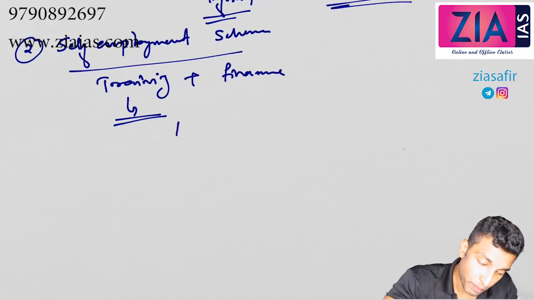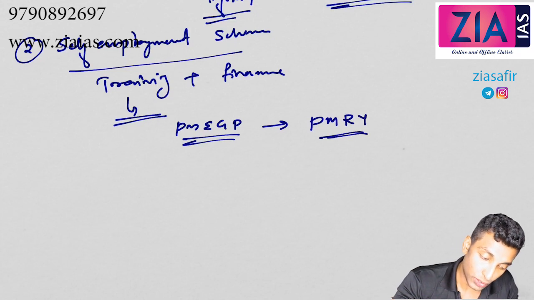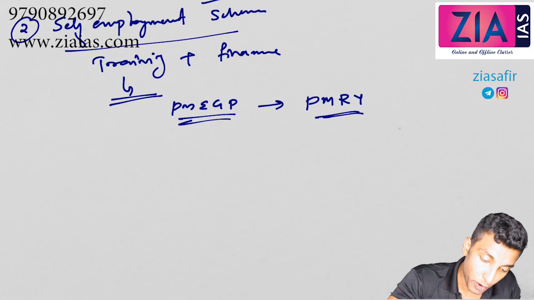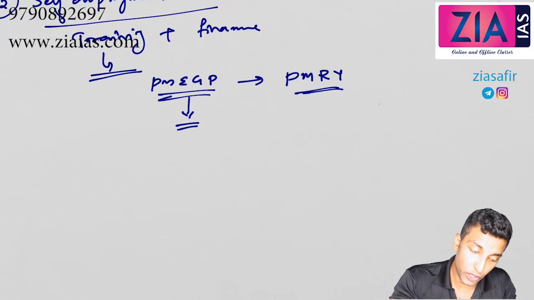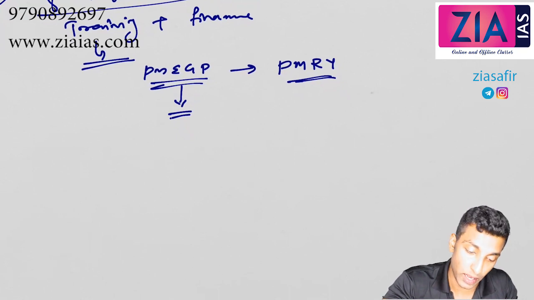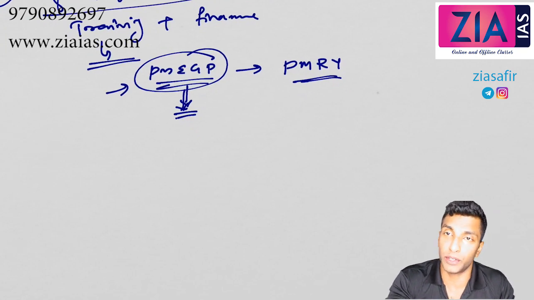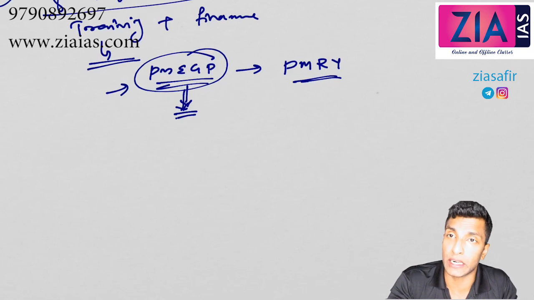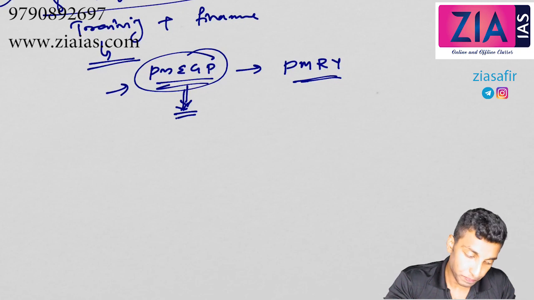For example, the Prime Minister's Employment Generation Programme, earlier called PM Rozgar Yojana. What is this programme? After the training is provided, you can start your own business, and the finance will be provided. We will revisit this in detail. We will discuss PMEGP later.